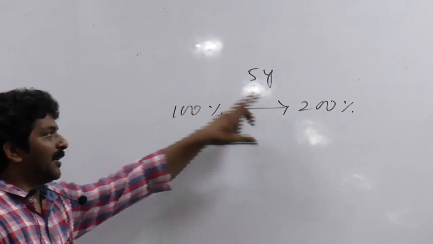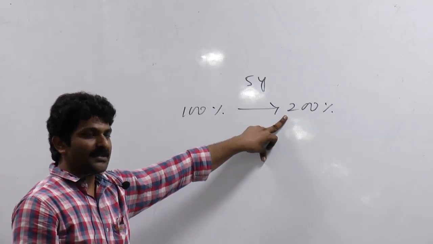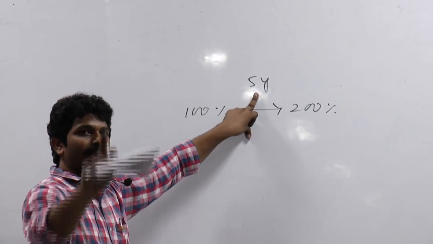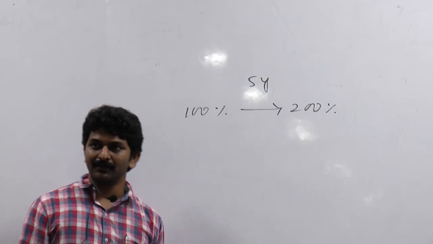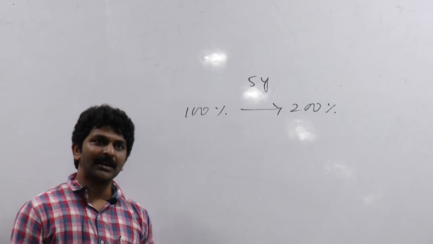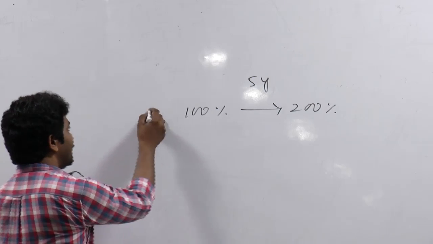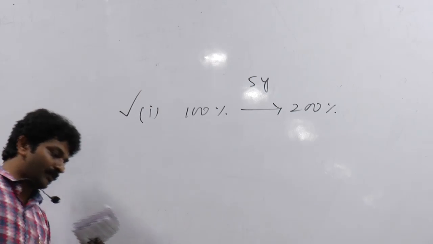How much is interest obtained in this case? 100%. In how many years? Per year? Per annum. R value. Will you get answer or not? 1 alone is sufficient.